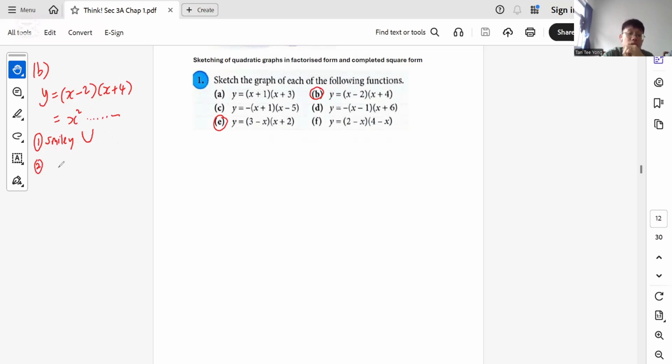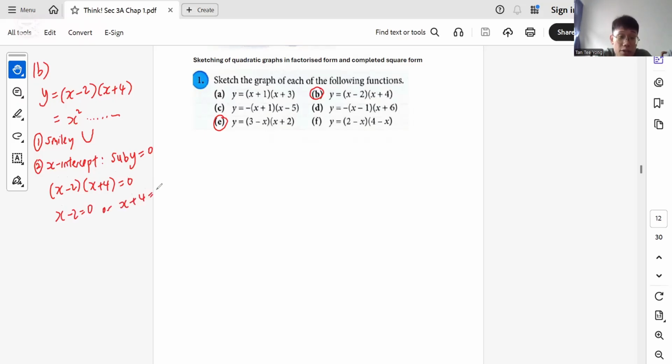Okay, second step, you need to talk about the x-intercept. So how do you find out what is the x-intercept? So that means you got to sub y equals to 0. So basically, then you have x minus 2 and then x plus 4 equals to 0. Then x minus 2 equals to 0 or x plus 4 equals to 0, then x equals to 2 or x equals to negative 4.